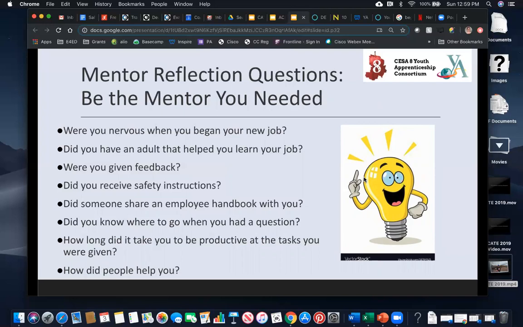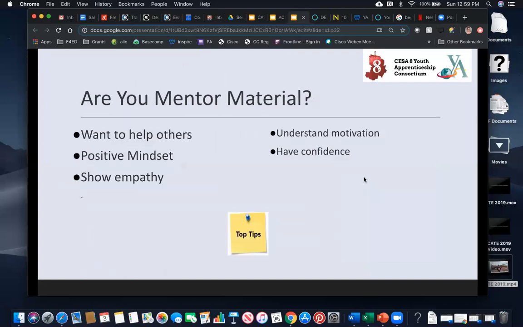If you can say yes to any of those things, then you already know why a mentor is really needed by youth apprentices. Think about how long it took you to really be productive in the tasks that you were given as a new employee. And think about how people helped you as you had that new role. Those are the things that you're going to be doing as a youth mentor. So are you youth mentor material? These are the kinds of qualities we look for in youth mentors for youth apprenticeship.